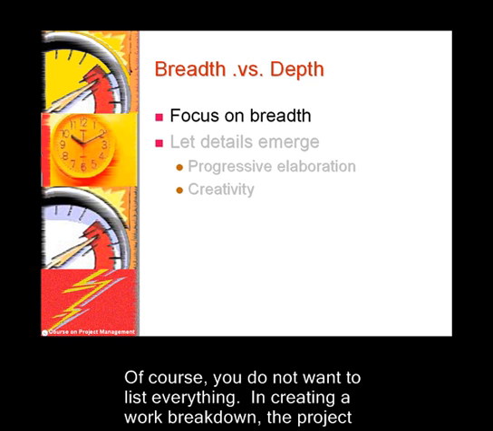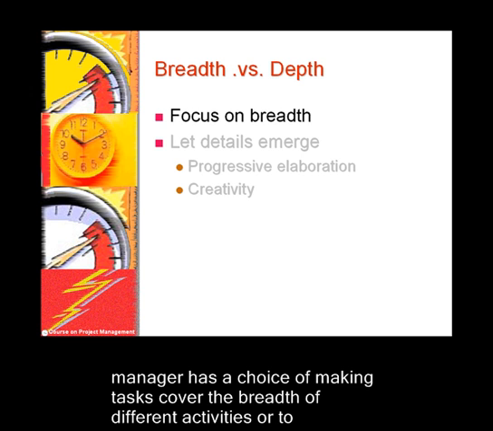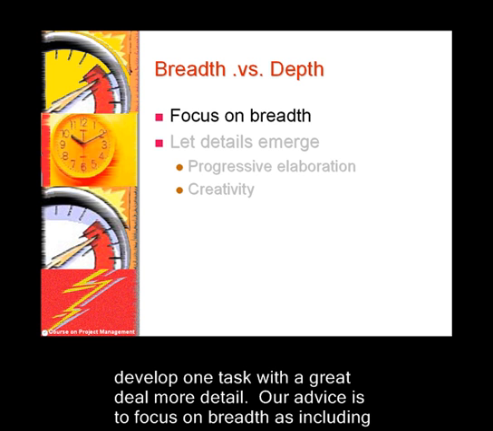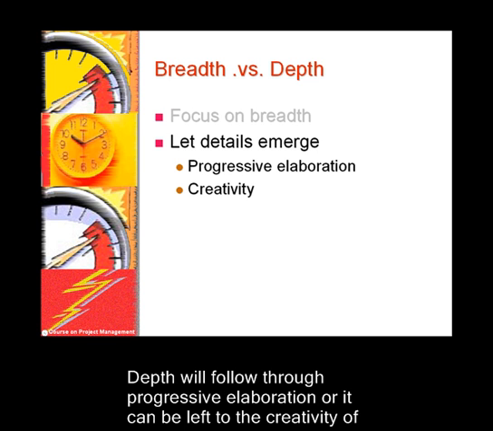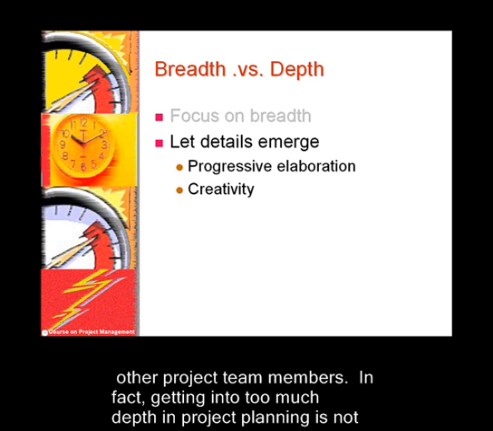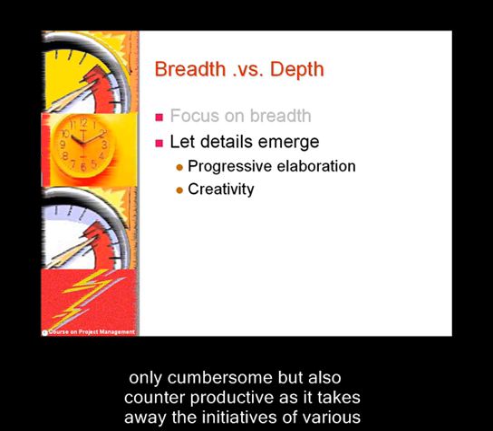Of course, you wouldn't want to list everything. In creating a work breakdown, the project manager has a choice of making tasks that cover the breadth of different activities or developing one task with a great deal more detail. Our advice is to focus on breadth, as including a comprehensive set of activities is more important. Depth will follow through progressive elaboration, or it can be left to the creativity of other project team members. In fact, getting into too much depth in project planning is not only cumbersome, but also counterproductive as it takes away the initiatives of various project members.